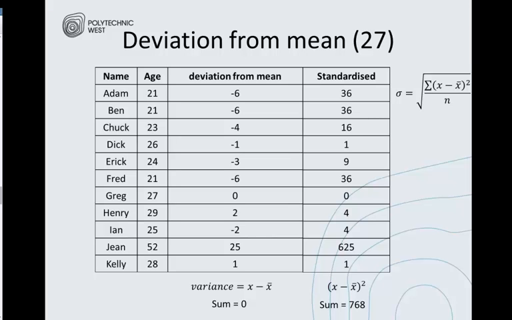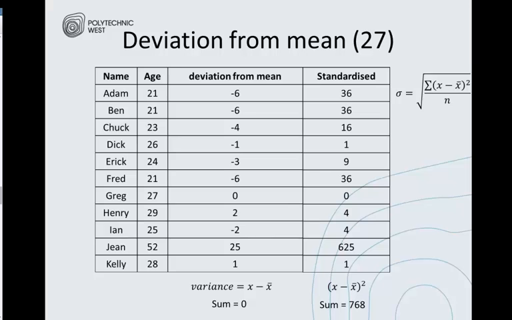To solve this problem, what I'll do is I'll standardize the values. I'll make them all positive. The easiest way of making them all positive is just to square them, because a negative times a negative becomes a positive. So I'll square all of those deviations, I'll standardize them. And then I'll find the average of the standardized deviations. So I'll add all the standardized deviations together and find the average of that.